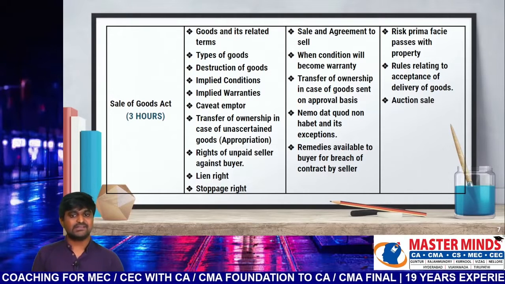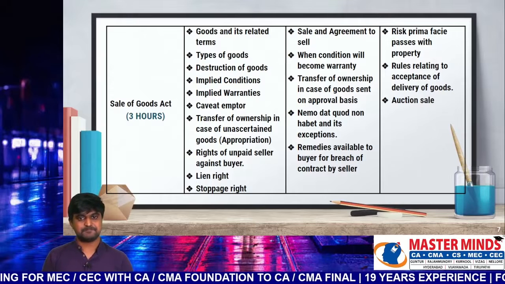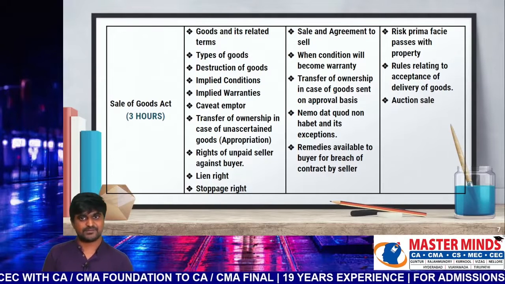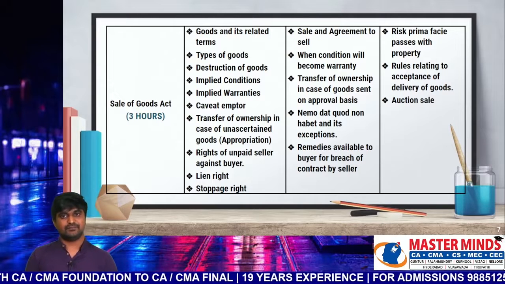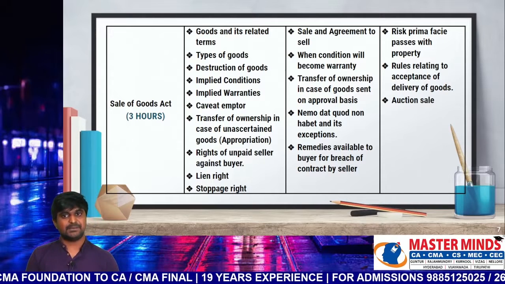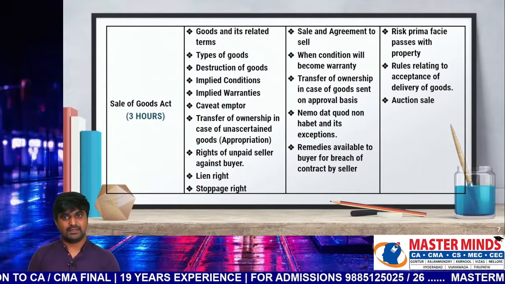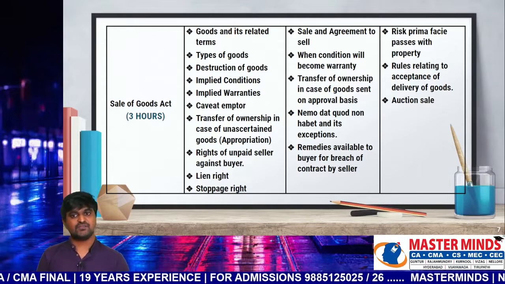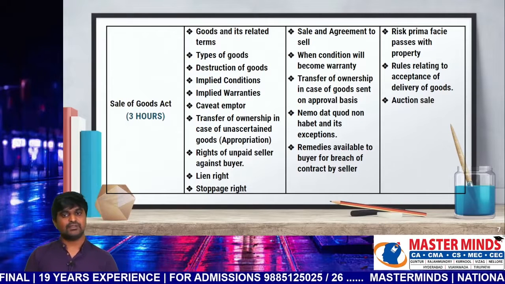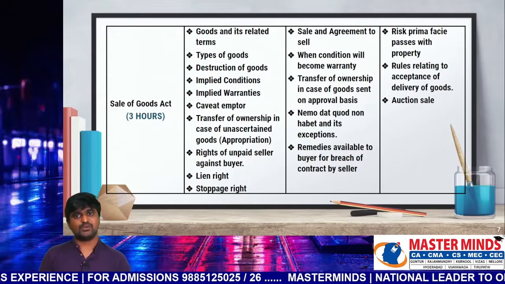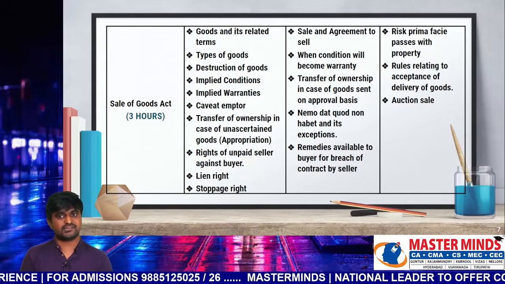Next one, rights of unpaid seller against buyer, and lien right, stoppage right. So these are the first priority concepts. Second priority concepts: sale, meaning of sale and meaning of agreement to sell, and difference between sale and agreement to sell. And next one, when a condition will become warranty. Next one, transfer of ownership in case of goods sent on approval basis. So when ownership will get transferred in that case, we need to discuss about that.